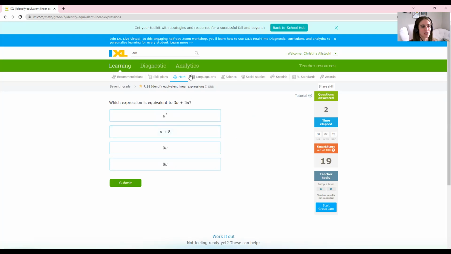How about this one? 3u plus 5u. Are they like terms? Yes, they are, because they both have the same variable. We can just do what it says. In this case, it's telling us to add 3 plus 5, which would be 8. 8u is our answer.